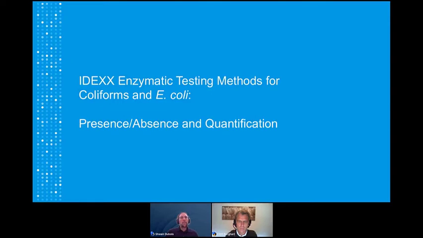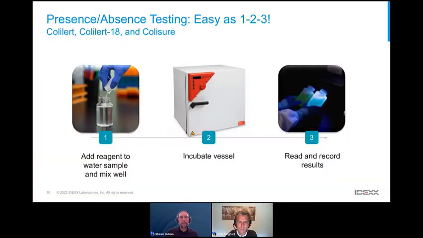So now I'm going to go a little bit more into the actual process of running enzymatic tests in either a presence-absence format or a quantification format. So presence-absence is pretty simple. It's basically a 3-step process where, in the case of Colilert, Colilert 18, and Colisure, you would take the reagent, add it to your 100 ml sample, mix well, incubate, and then after incubation, read the result.